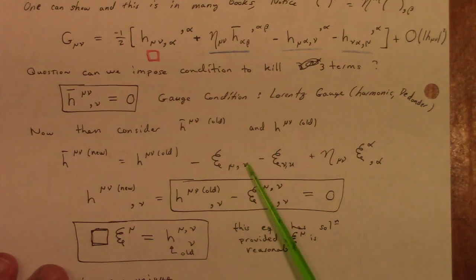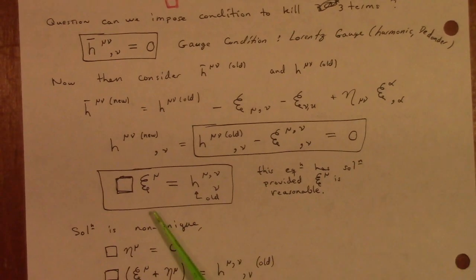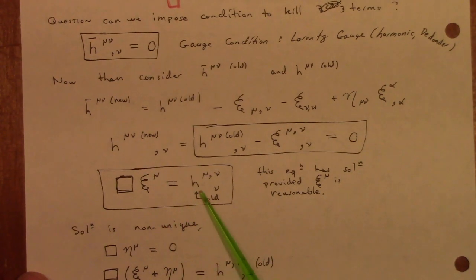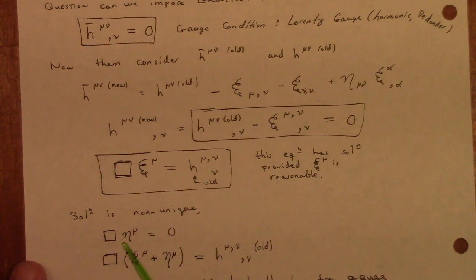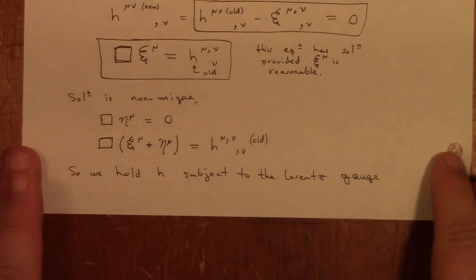And if we do that, that gets us to this, which then just becomes that the Laplacian of squiggle is this old. So let's see, the equation has solution provided sigma's squiggle is reasonable. The solution's non-unique because that's 0 implies this is still giving you the same derivative of the linearized metric. He says, so we'll hold H subject to the Lorentz gauge. All right.